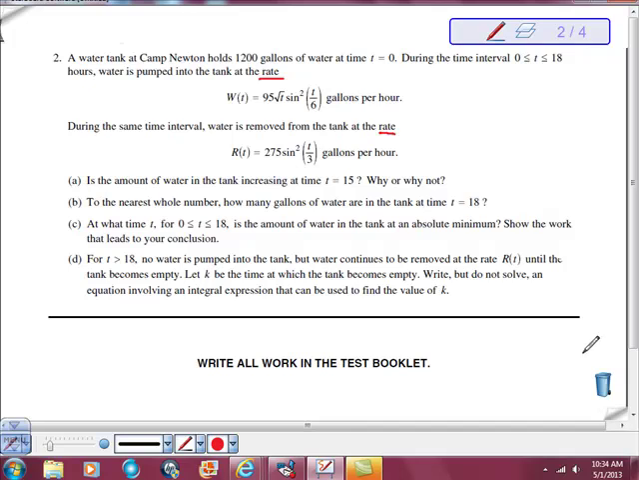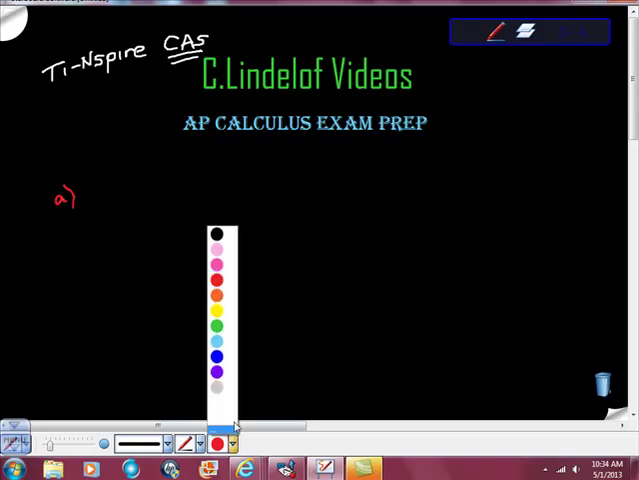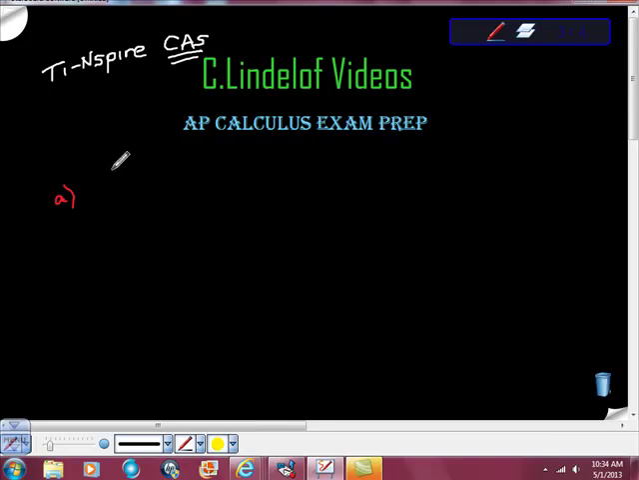So all I'm going to do is take these two equations and figure out what the combined rate of water going in or out of the tank is at t equal to 15. I'm going to write A here for my answer so my reader knows where I am. Say A, and I'm going to do W of 15 minus R of 15, the rate here, is equal to, and I'm going to come up with this number.